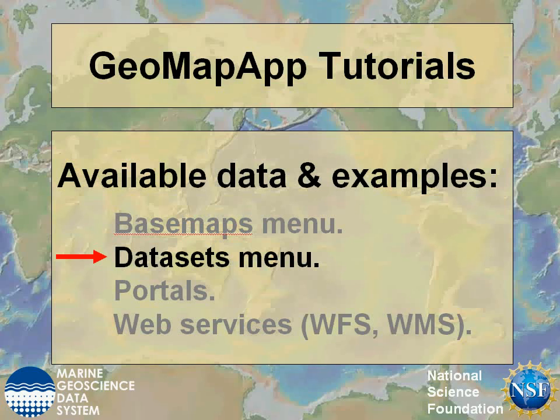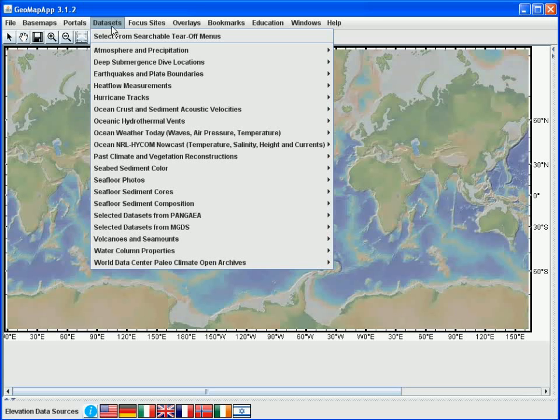In this GeoMapApp tutorial on available data, we'll look at the contents of the Datasets menu. In GeoMapApp, the Datasets menu provides access to a very wide range of data, all of which is in tabular or spreadsheet format. Let's look at a couple of examples. To make it easier to navigate the menu structure, we'll select the Tear Off Menus option at the top, here.